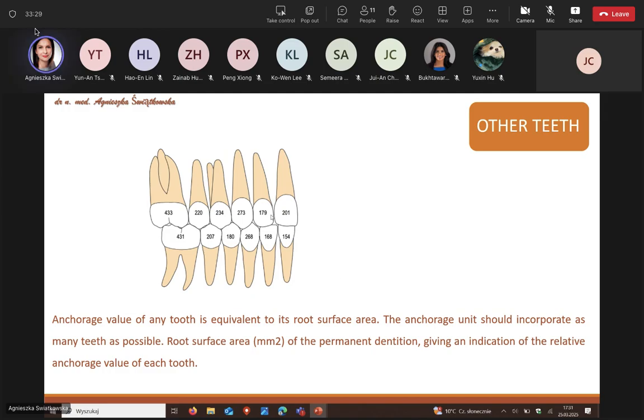Of course, you should know how to estimate the value of anchorage. The upper central incisor has the biggest anchorage, then the lateral and lower incisor. You should know that the canine, upper and lower, also has a very big value of anchorage. And of course, if we are planning the movement of this kind of tooth, we can expect that to achieve this movement will not be very easy. Easier is the movement of the incisor than the upper canine.